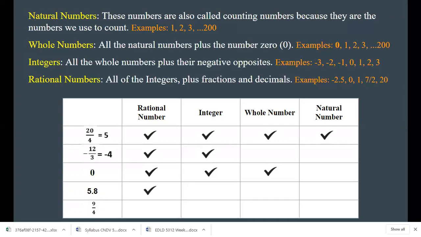And if we look at 9 over 4, that does not give me a natural number. It doesn't give me a whole number. It doesn't quite give me an integer either. So that one's also a rational number. And like I told you, all of the numbers that we're dealing with are rational numbers. So you want to keep that in mind.